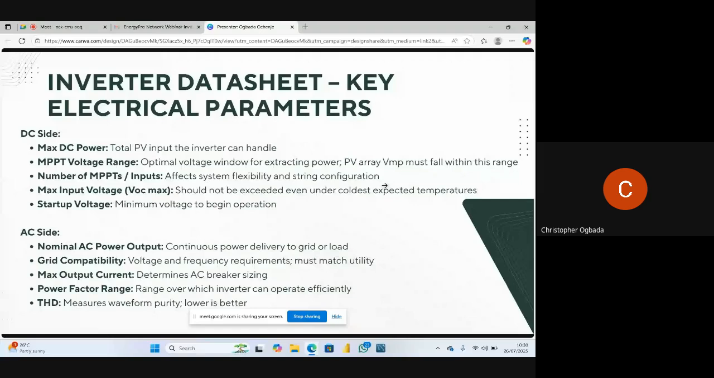Then you look at the AC side. The AC side gives you the power. That is the continuous power delivery when it is in watts. Let's take note that there is a difference between kVA and kilowatt. Your kVA is your apparent power. It's not the continuous power delivery. It is when it is kilowatt that it is the continuous power delivery to the grid or to your load. So you have to look at what the power factor of your inverter system is to be able to know what the exact power is.